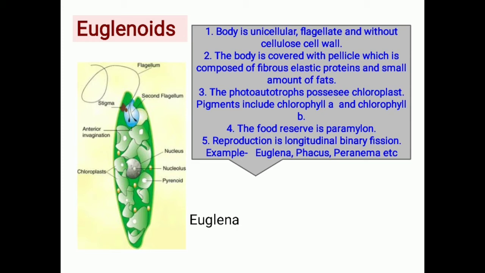So these are quite the same structures as we have found in the general characters of all the protistans. And here some of the important members are euglena, then Fucus, Paranema, Distigma, etc. They do not generally have any kind of economic importance.